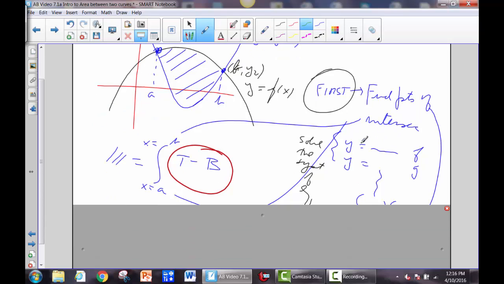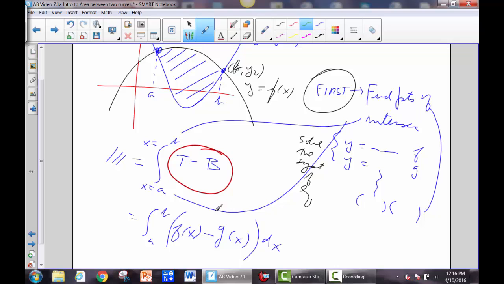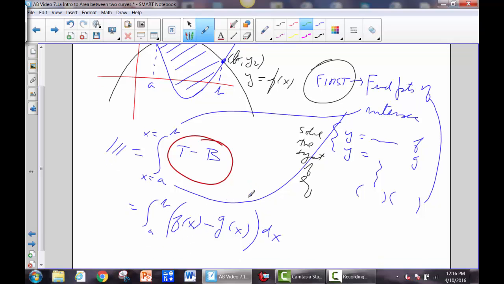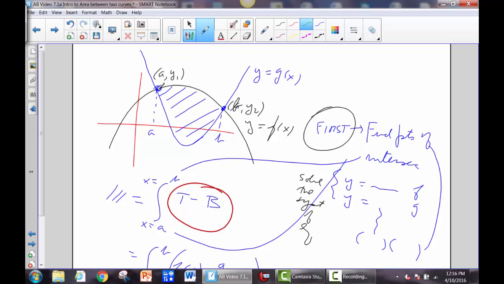To find the points of intersection, of course, you're going to be given y equals f of x and y equals g of x. You're going to solve the system of equations, which is a piece of cake, and it will indeed become the integral from a to b of f of x minus g of x. I know you might be worried that part of it's above and part is below, but don't even worry. It's top minus bottom. It takes care of it.